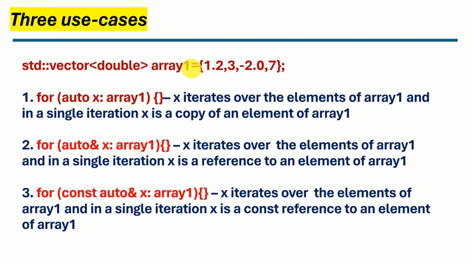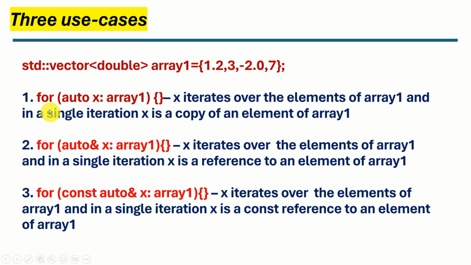Here we have three use cases, and to illustrate them, let's declare a vector of doubles. Let's call it array1, and let's initialize it with 1.2, 3, minus 2.0, and 7. Here are the three popular use cases. We are going to go over these cases and we will code them separately in the sequel.